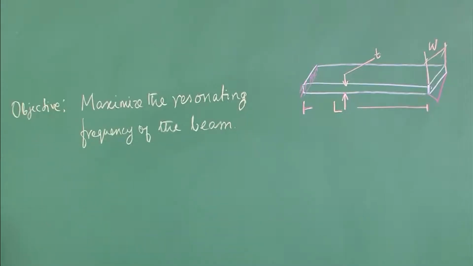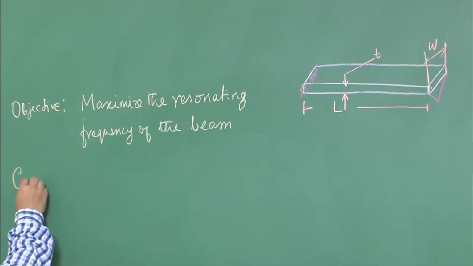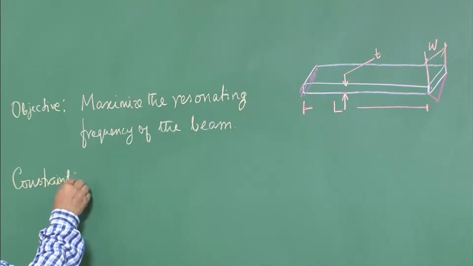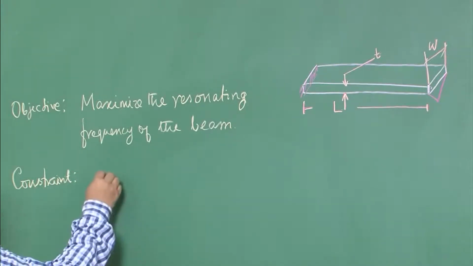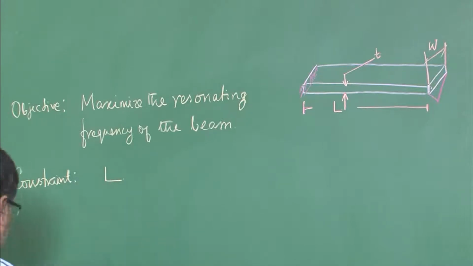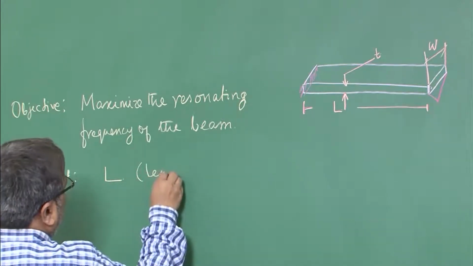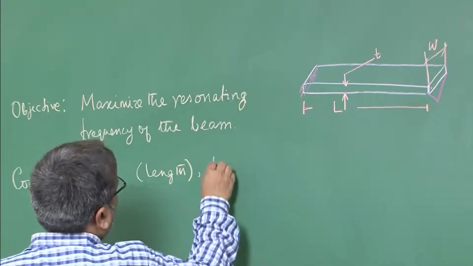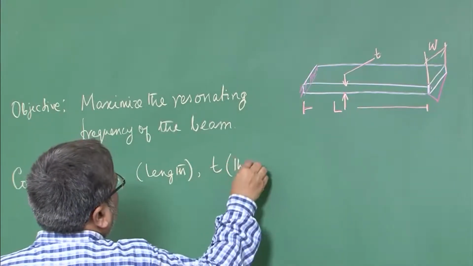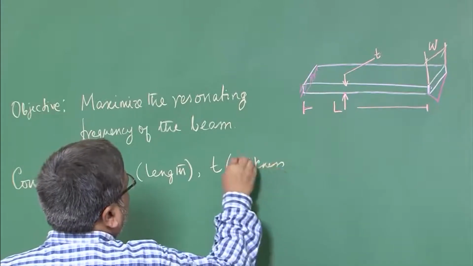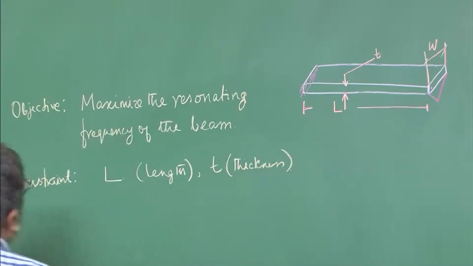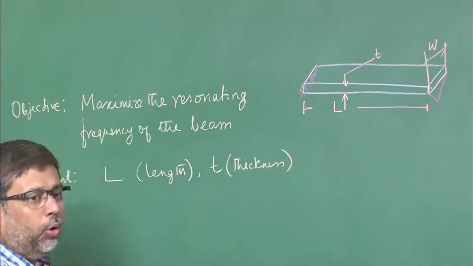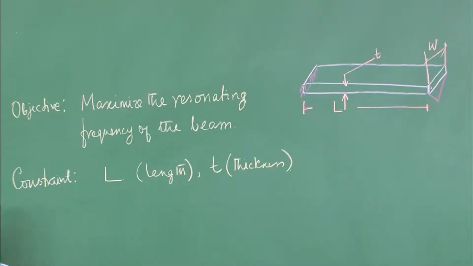And what are the constraints for us? Well, length is of course a constraint. We may put thickness also as a constraint, because if it is too thick, then it is difficult to really use this probe for scanning a system.